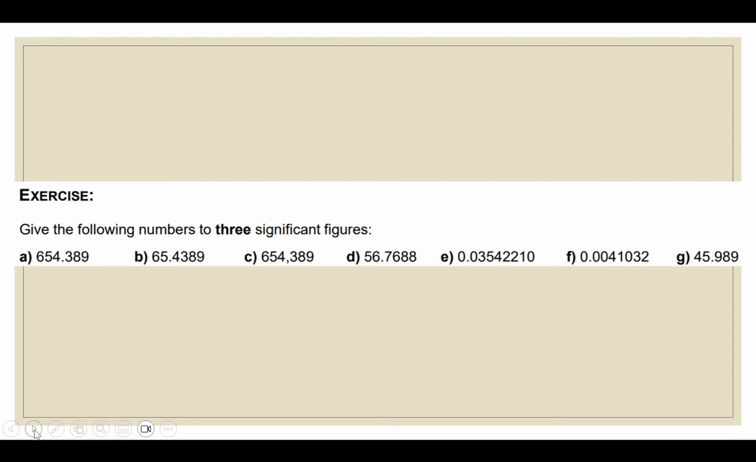Okay, there are some practice questions here, so if you want to pause here, you can, to give these ones a go, rounding to 3 significant figures, similar to the last ones we just did.